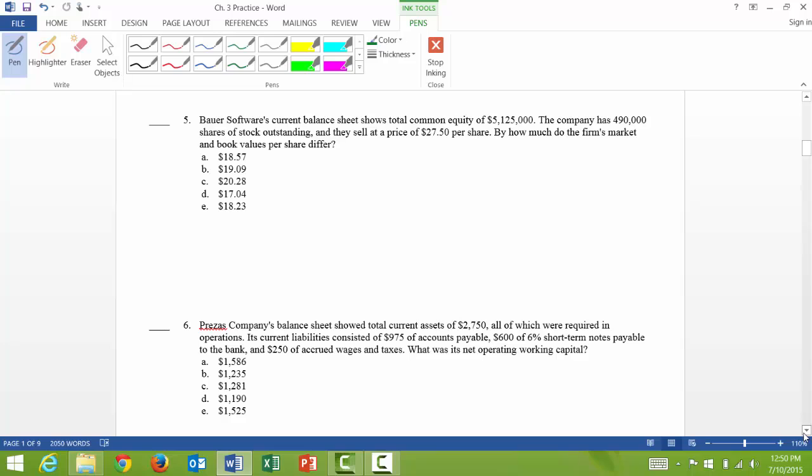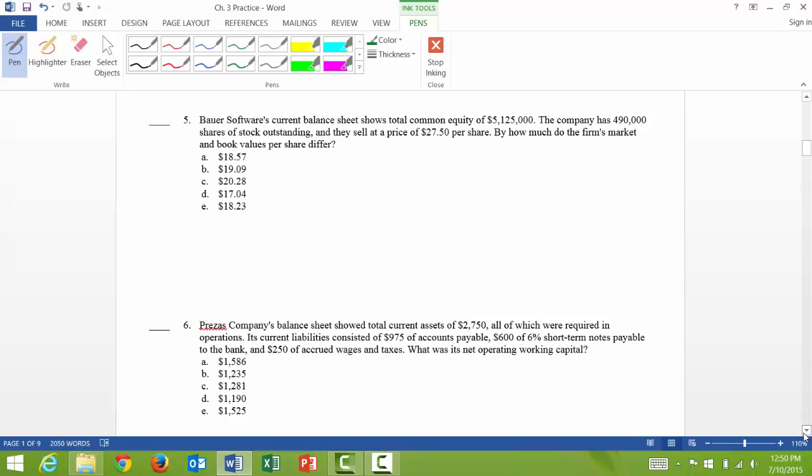And then we've got a calculation question, number 5. So Bauer Software's current balance sheet currently shows total common equity of 5.125 million. The company has 490,000 shares of stock outstanding, and they sell at a price of $27.50 per share. So that's the market price. And the question is, by how much do the firm's market and book values per share differ?